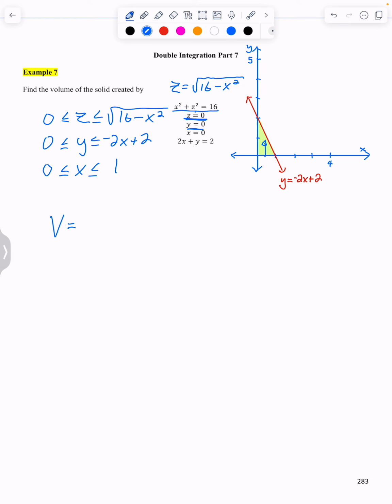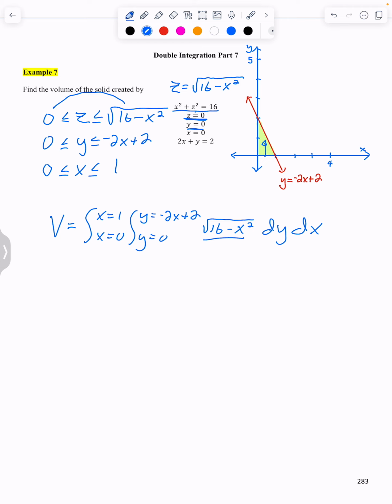So this volume is going to be x equals 0 to 1, y equals 0 to negative 2x plus 2, and then the integrand is going to be the square root of 16 minus x squared, dy dx. The reason the integrand is this is it's z minus z, right? Top minus bottom. So we have that. That's the setup. I'm not going to work this out. It's a trig sub, and it's going to take some time once you get to that point.